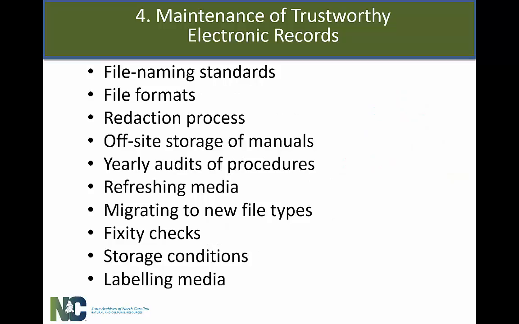Here are some specific suggestions of procedures to explain in this section. How you are implementing consistent file naming practices and choosing reliable file formats to help ensure the accuracy of your electronic records. Your procedures for how you will redact confidential information from electronic records that must be produced for litigation or a public records request. Your plan to store backup copies, as well as system password and operating procedures manuals in secure off-site storage in case of a disaster. How frequently you audit your system, which we recommend on an annual basis, and how frequently you refresh your media, which we recommend every 3 to 5 years.